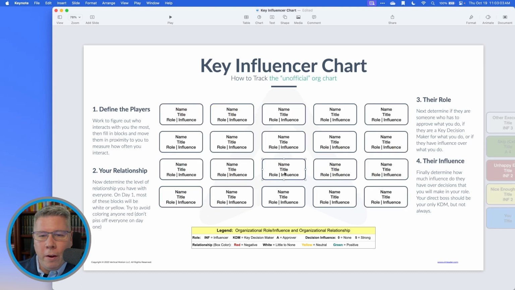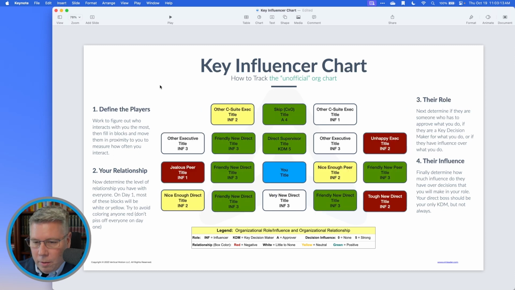So you would be here, you would be the blue box that goes here, and then all of the other people, you would add their names as appropriate. That's how this comes together. Let's go back to this.